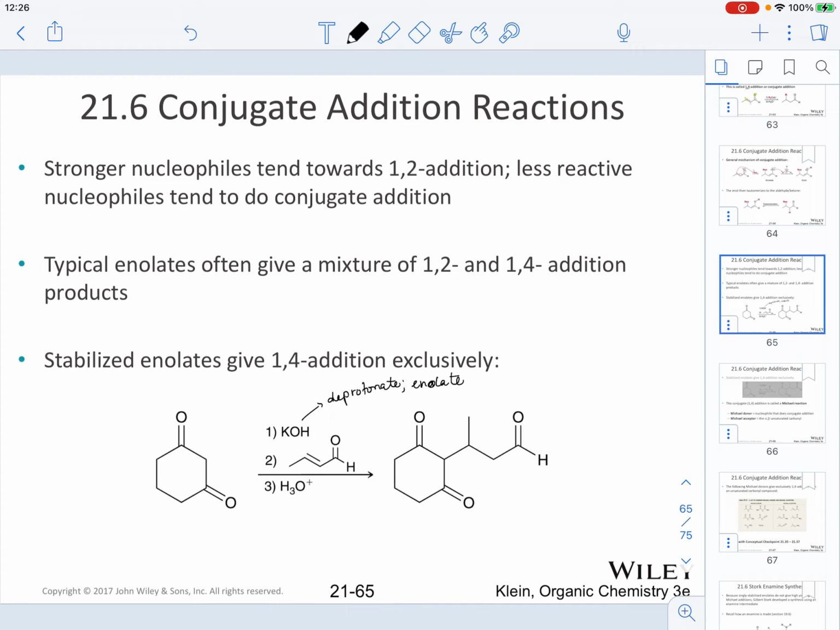Once that enolate is formed, then, as you can see, we're going to have the addition of that enolate, specifically at the carbon atom that is at position 4 from the oxygen and the carbonyl. Okay, and then in the acidic workup, understand that that enol is going to tautomerize to the aldehyde. So this is just illustrating specifically an example of a stabilized enolate.